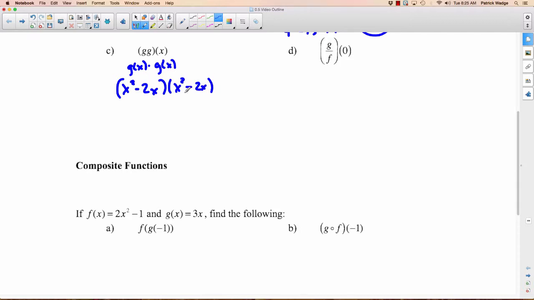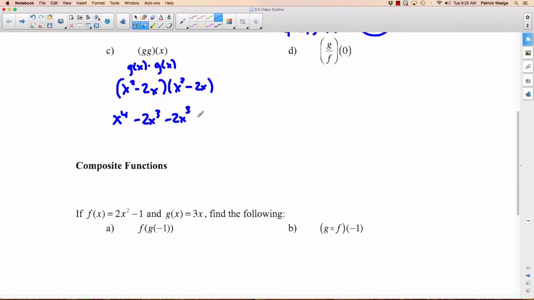Okay, you're going to use the distributive property here, expand, mountains and valleys, whatever you want to call it. x squared times x squared is x to the 4th. x squared times negative 2x is negative 2x cubed. Negative 2x times x squared is another negative 2x cubed.